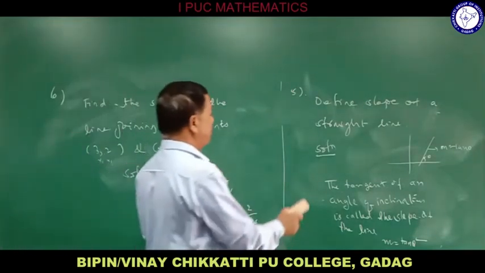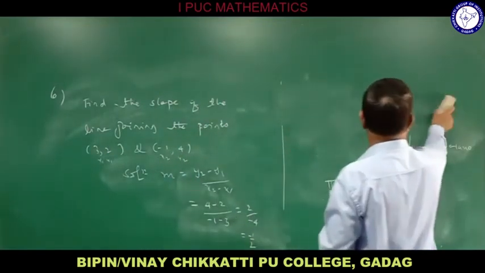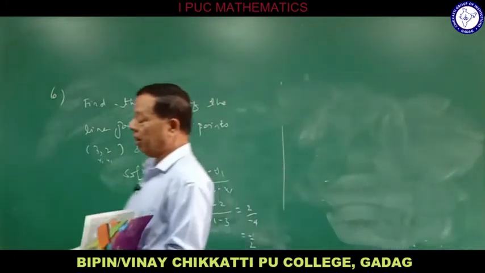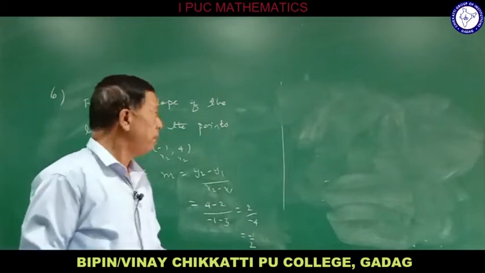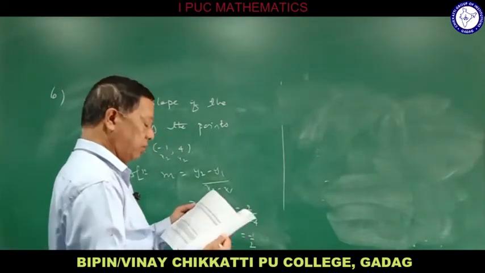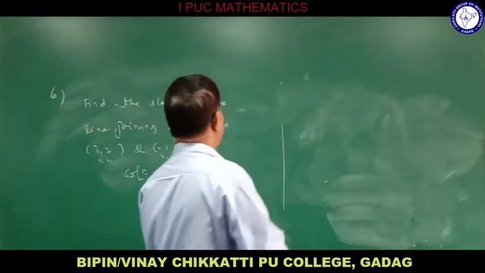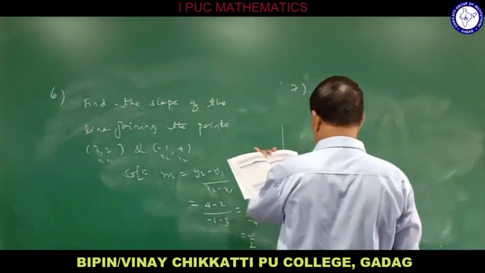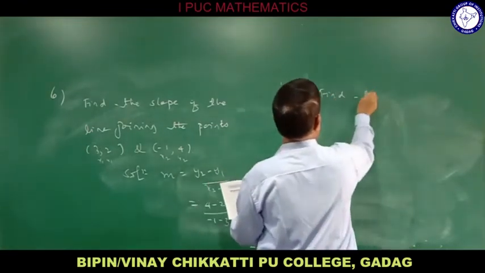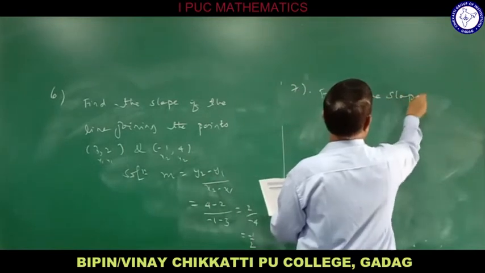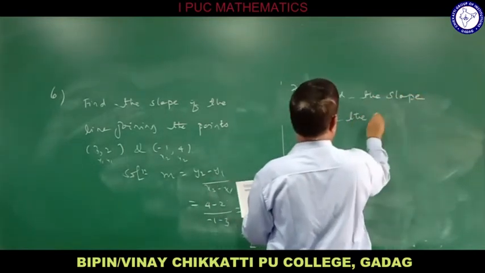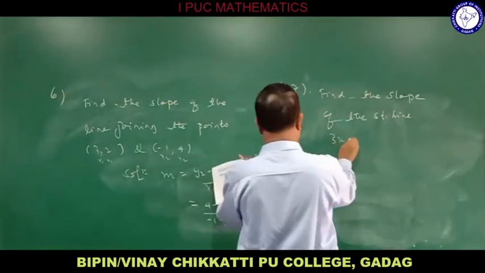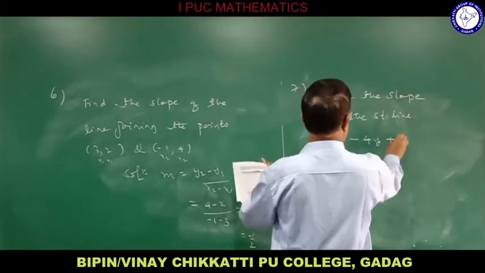This is question paper number 6. Now let us see question paper number 7 and try to understand what possibilities they ask in part A. In question number 7, find the slope of the straight line 3x minus 4y plus 6 is equal to 0.